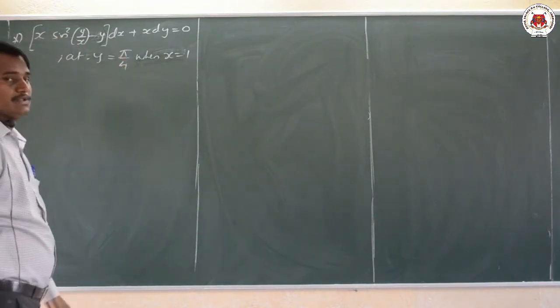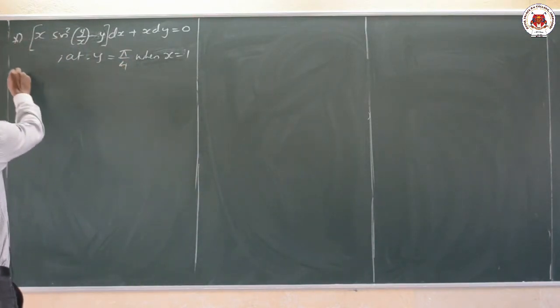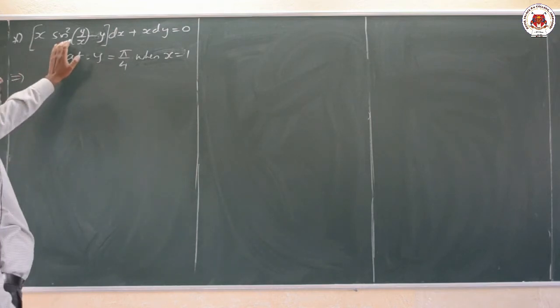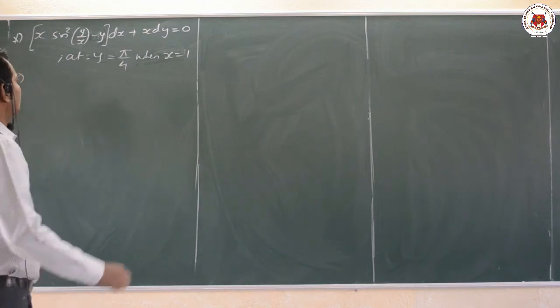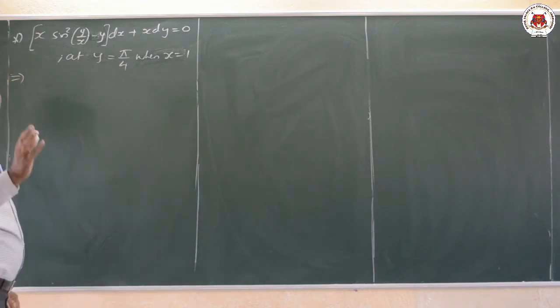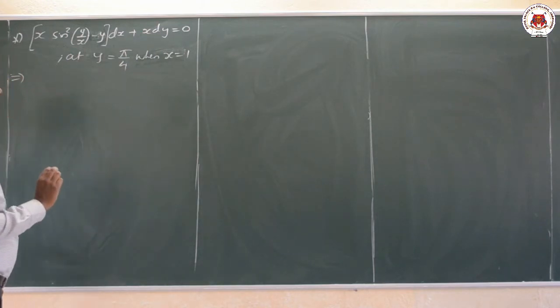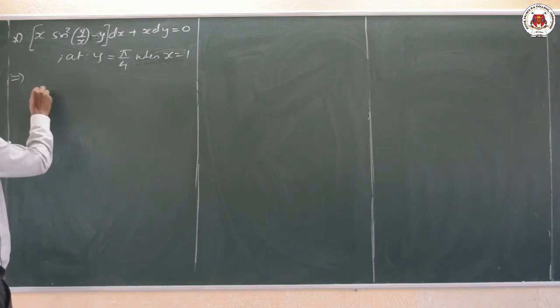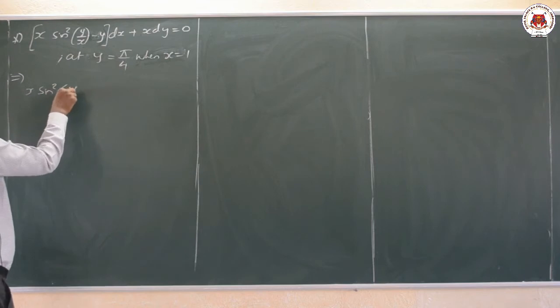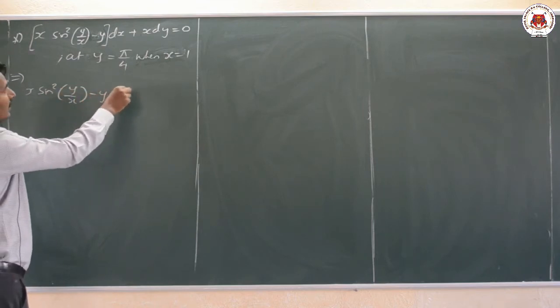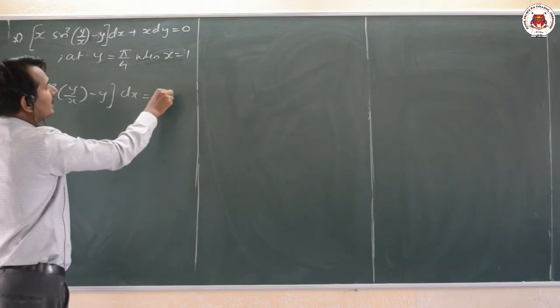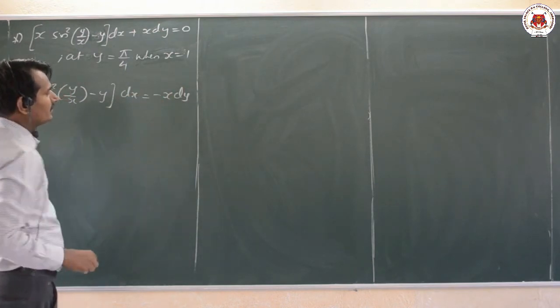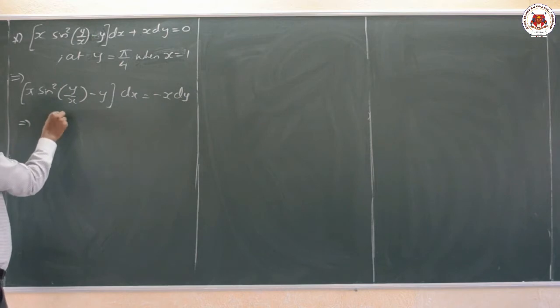The next problem is also very simple, that is x into sine square of y by x minus y dx plus x dy equal to 0. Now how do we require to solve this particular problem? Very simple example here. I will write the question: x into sine square of y by x minus y dx equal to minus x into dy, or else I can write it as dy by dx.